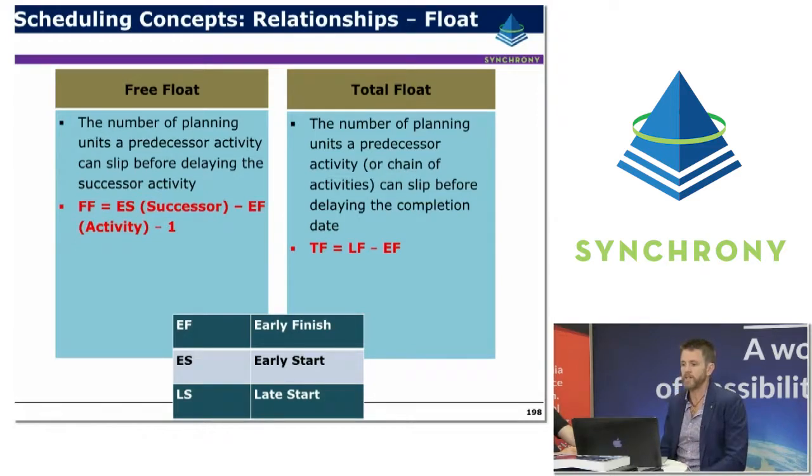So the total float is the number of planning units, or typically days, that a predecessor activity or a chain of activity can slip before it delays the completion date of a project, or the completion date of a significant milestone or a contractual requirement in the project. The total float is simply calculated as the late finish date minus the early finish date of an activity.